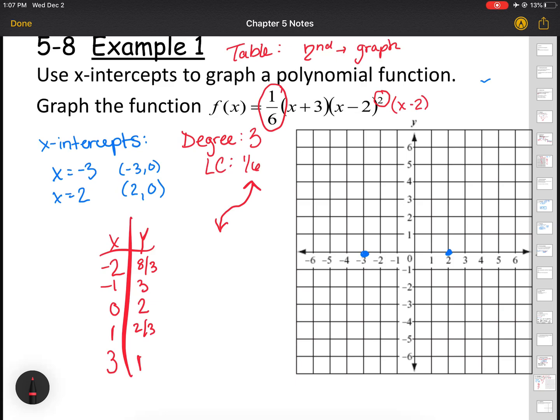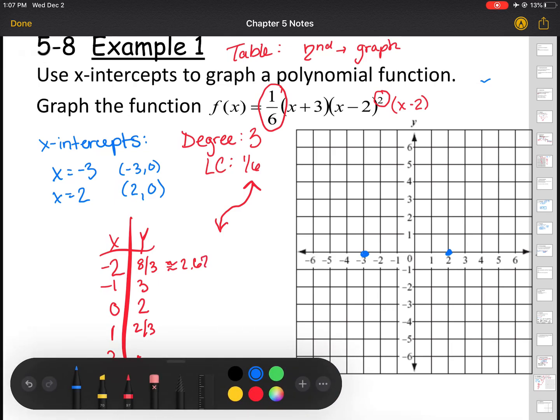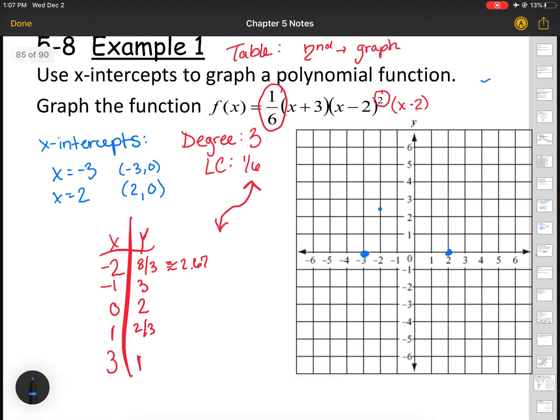So 8/3, if I want to graph (-2, 8/3), 8/3 is about 2.67. So at -2, 2.67, about right in here. And then (-1, 3), (0, 2), (1, 2/3), which is about 0.6 repeating. And then (2, 0), that was our x-intercept, and (3, 1).